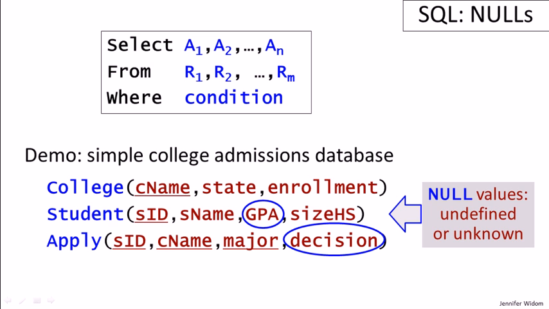Or we might create our apply relation with the decisions not yet decided, and those decision values would also be null. So what we're going to look at in our demo queries is what happens when we have null values and we run queries over the database.